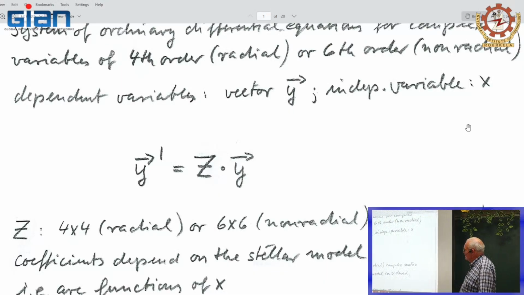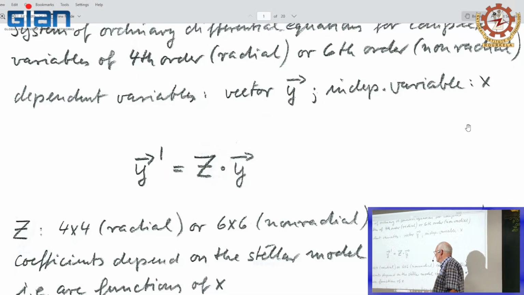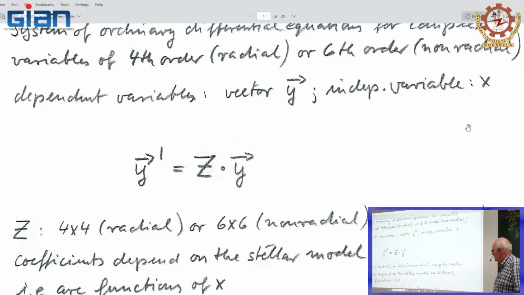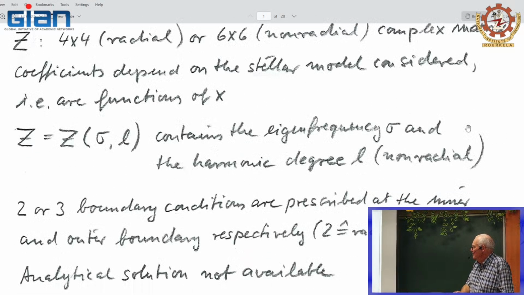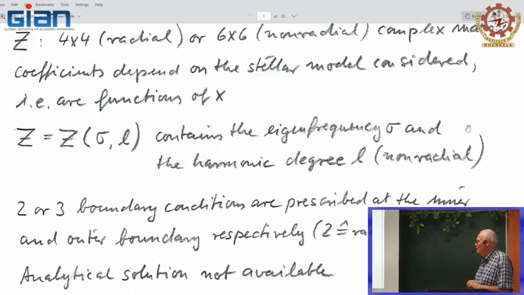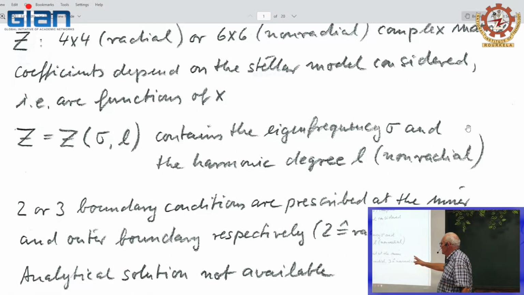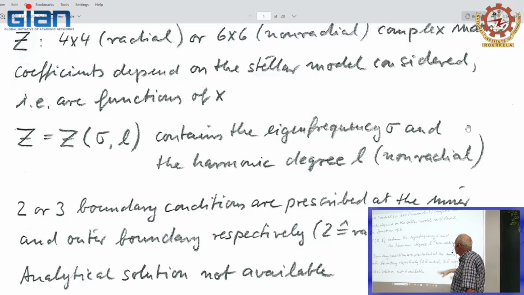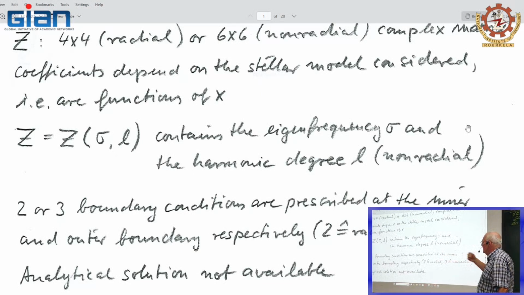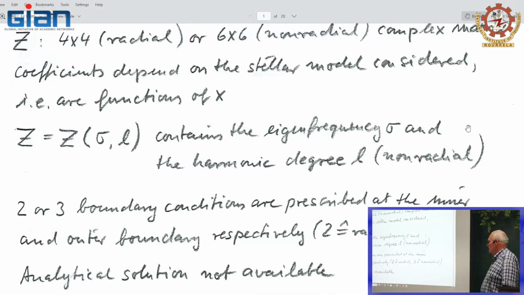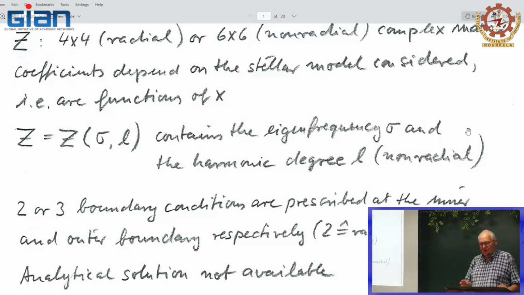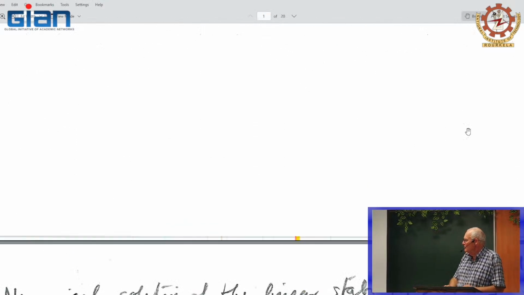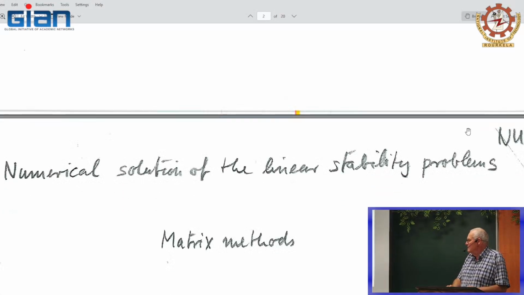Okay, now we have boundary conditions for this system of differential equations, and we would like to know how to solve this system of equations. As already said, Z contains eigenfrequency and harmonic degree, and 2 or 3 boundary conditions are prescribed at each boundary: 2 for radial, 3 for non-radial. So what is usually done to solve these problems?